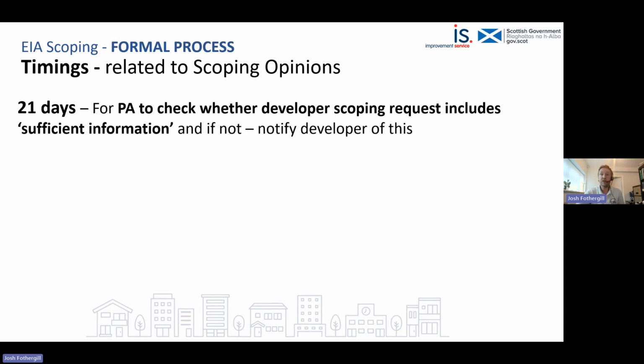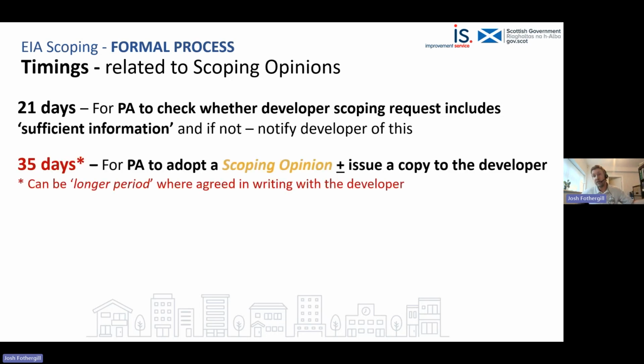So once the request comes in, we have 21 days within which time we can say, we don't think this is actually sufficient to enable us to make a scoping opinion based on this request. If that's the case, we need to go back to the developer and notify them of this, and obviously be clear as to what additional information we would need. But that 21 days starts running from when we receive the request.